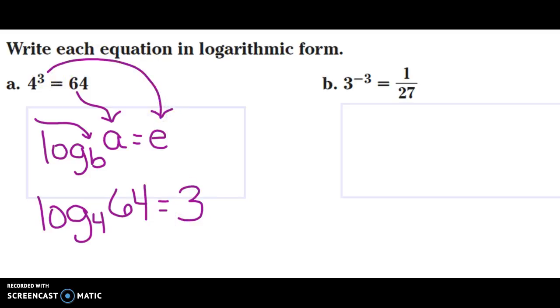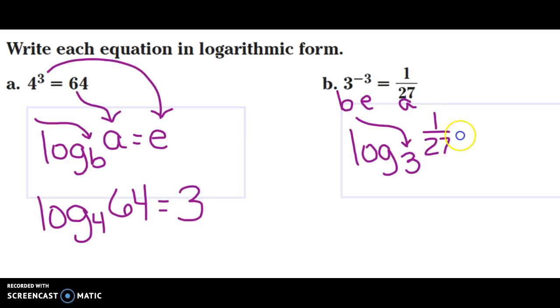All right, let's try another one. We've got our base, our exponent, and our answer. We're going to write it out as a logarithm. So log base 3 stays the same, and then we just switch our answer and our exponent. So 1 over 27 is written in normal size, and then we've got our exponent that comes around, and that is over here.